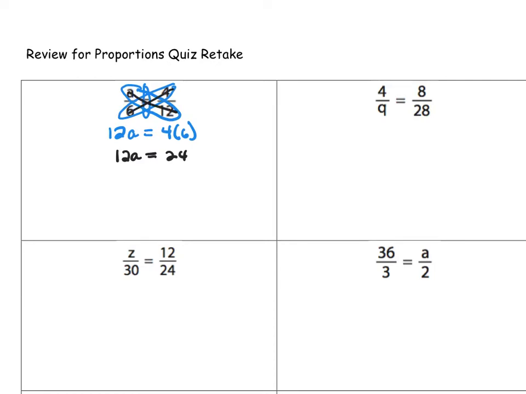Now we're not finished because we have one more step, and this is where we solve to find out what A is. So I'm going to divide by whatever number is next to A. In this case, it's 12. And now I have A equals 2.